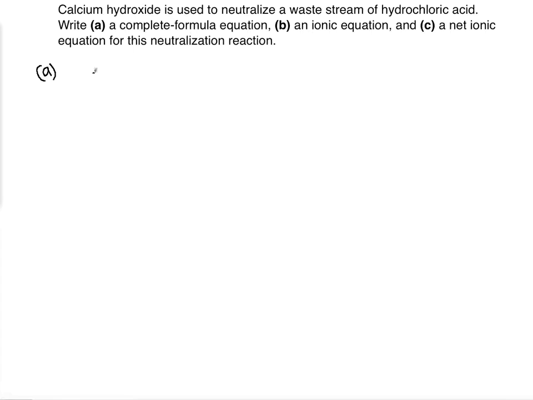Calcium hydroxide. So we know calcium ion has a positive charge of 2, and hydroxide has a negative charge of 1, right? So we need 2 hydroxide ions per every calcium ion. So we write a 2 like that. Okay? And this is aqueous, right? Because we're talking about neutralization.